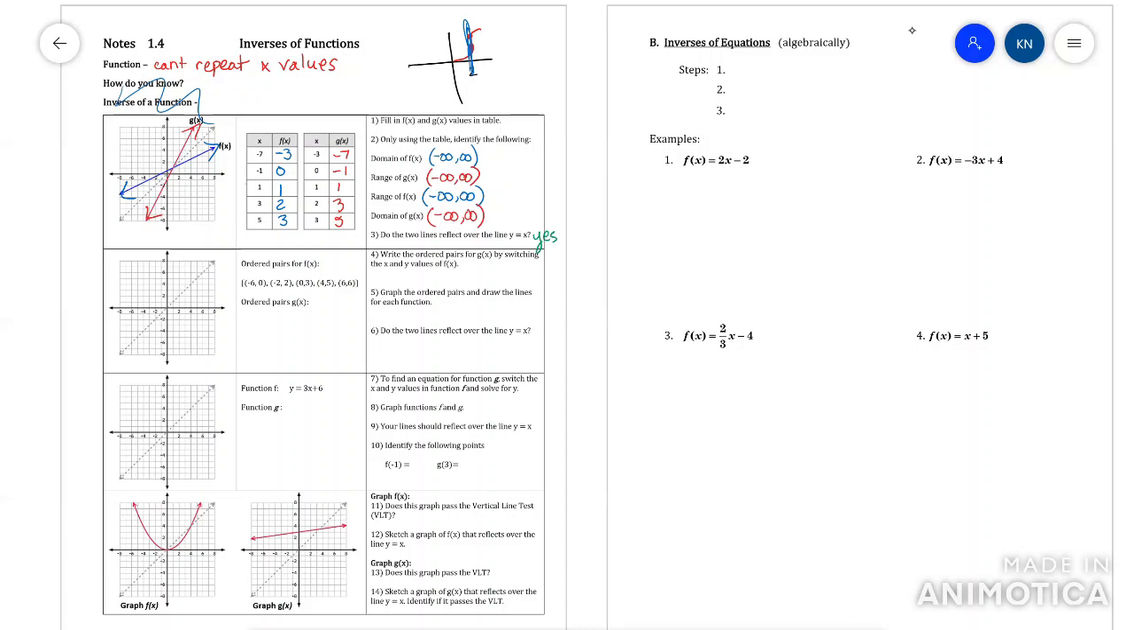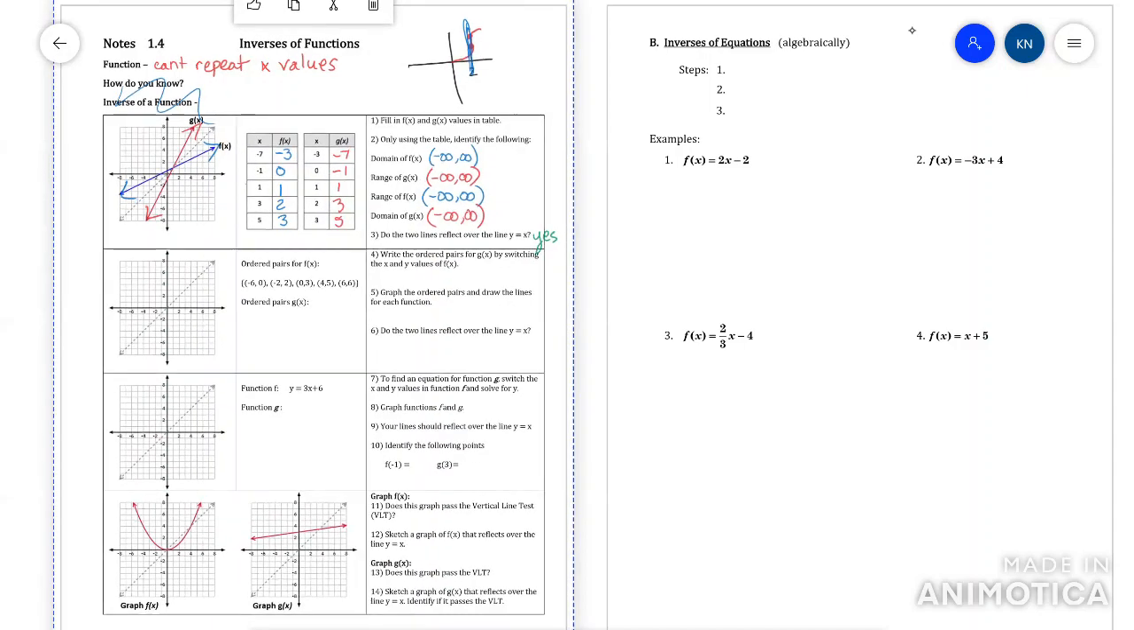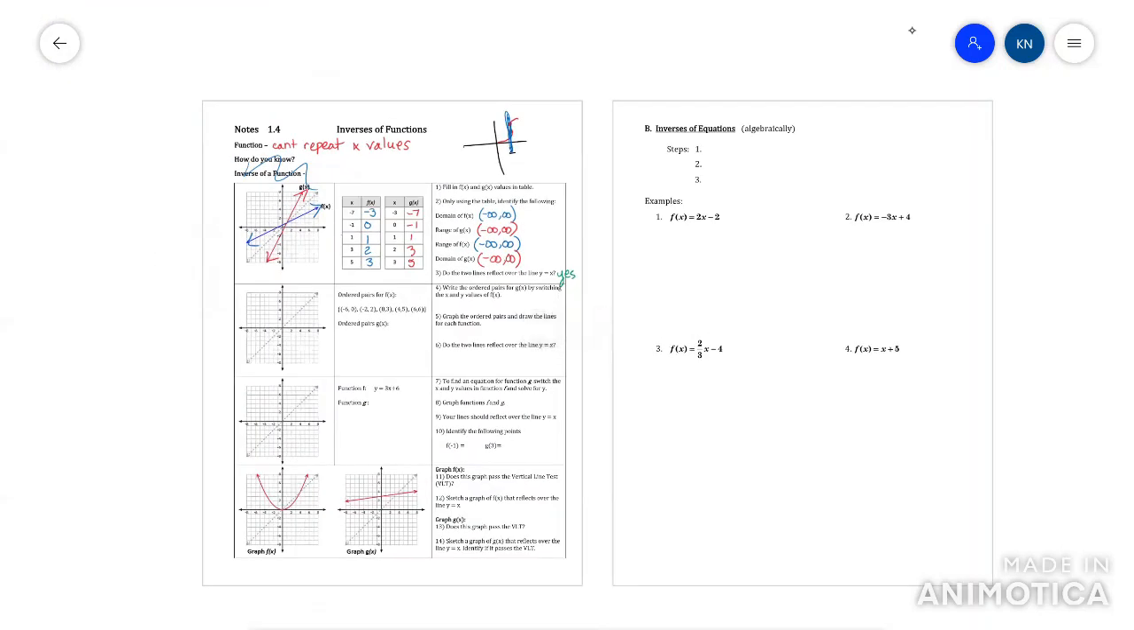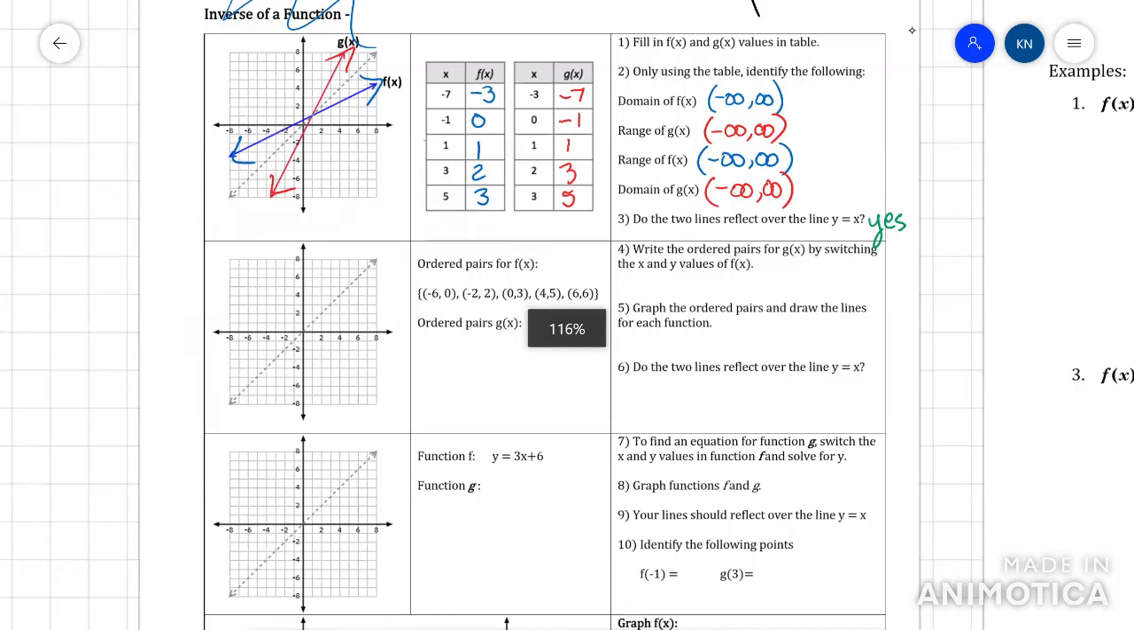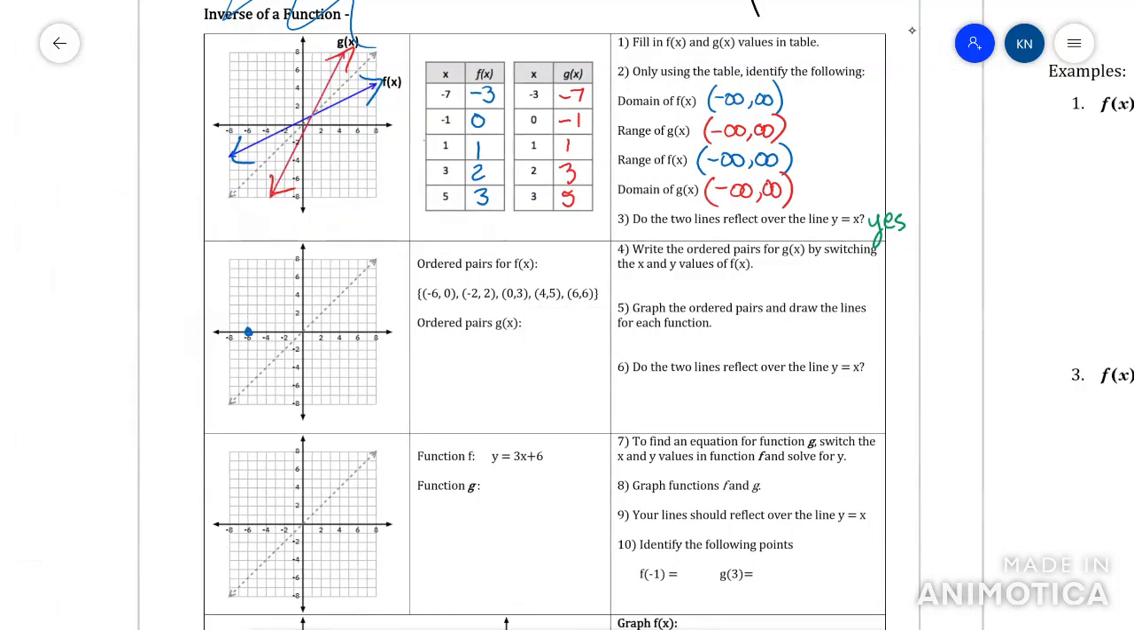Okay, now they want us to do some coordinates. So they give us f of x as a list of these coordinates. So -6, 0. -2, 2. 0, 3, 4, 5, and 6, 6. All right, so blue looks something like this. This is f of x.